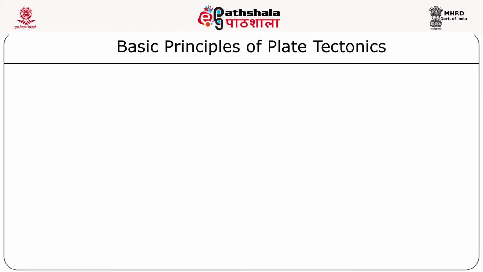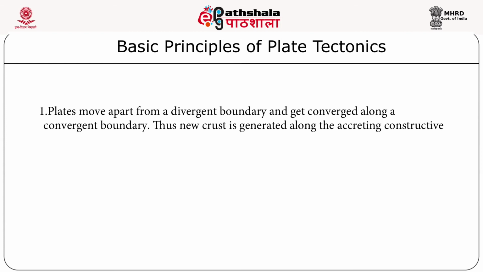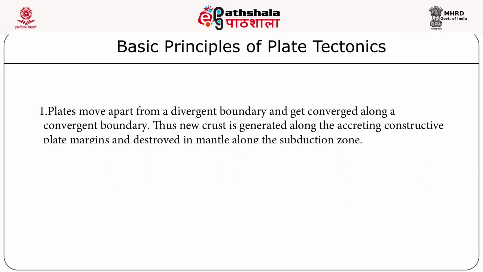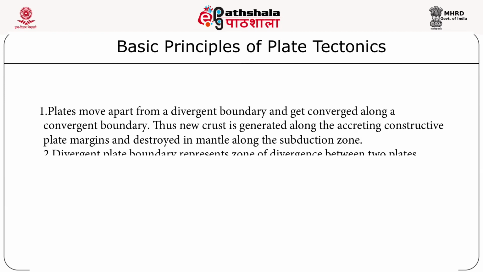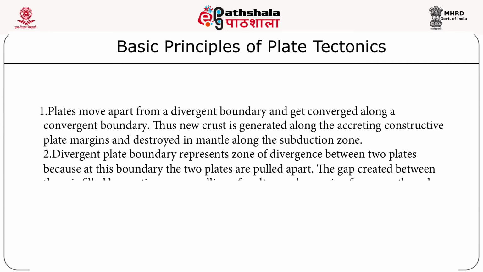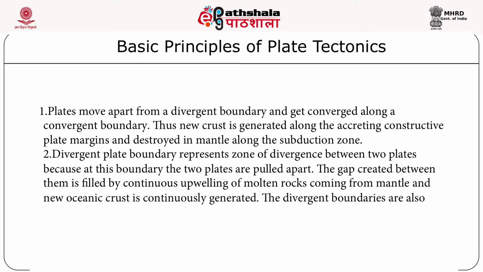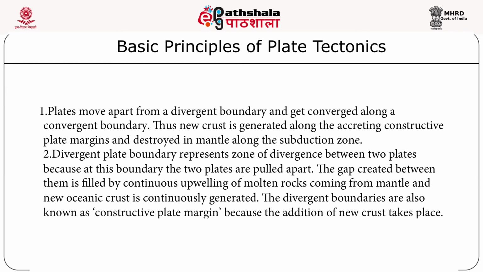Now let us go through the basic principles or basic concepts of plate tectonics. Plates move apart from a divergent boundary and converge along a convergent boundary. Thus a new crust is generated along the accreting constructive plate margin and gets destroyed in the mantle along the subduction zone. A divergent plate boundary represents the zone of divergence between two plates, because at this boundary two plates are pulled apart and the gap created between them is filled by continuous upwelling of molten rocks coming from the mantle, and new oceanic crust is continuously generated.